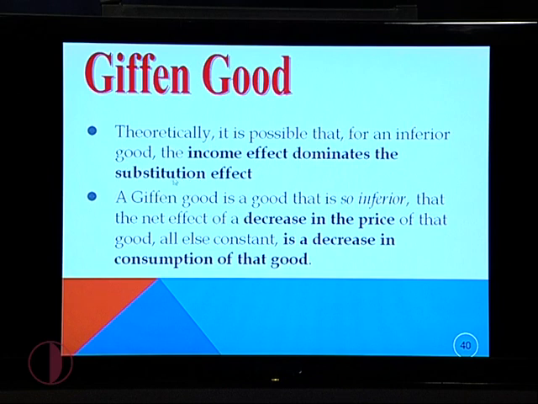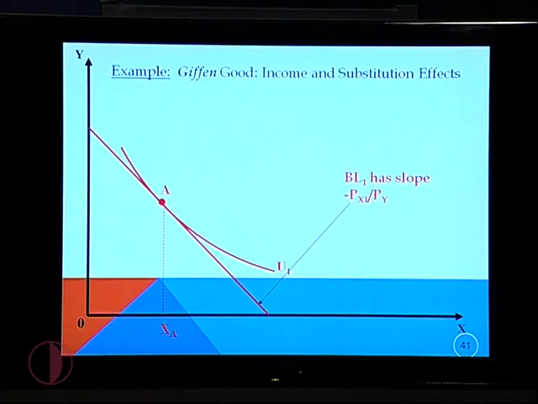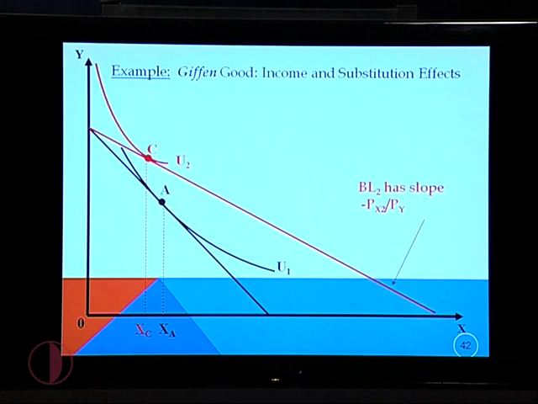dominates the substitution effect. How it is realized, let's have a look again at this. A Giffen good is a good that is so inferior that the net effect of a decrease in the price of that good, all else constant, ceteris paribus, in these conditions, is decreasing the consumption of the good, as you are observing here. Let's have a look at the graphic. The income effect and substitution effect for Giffen goods. You see?